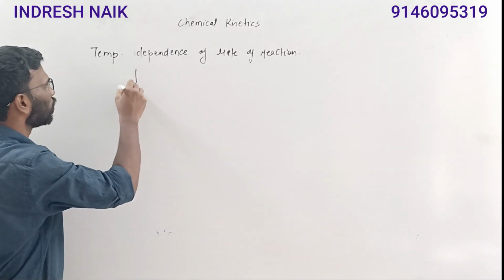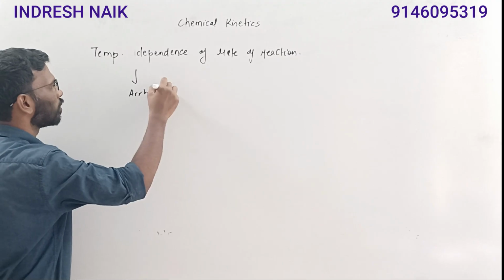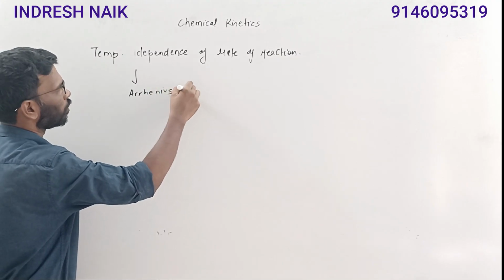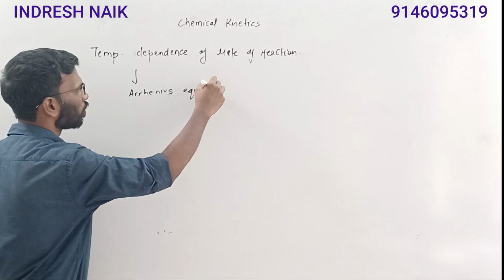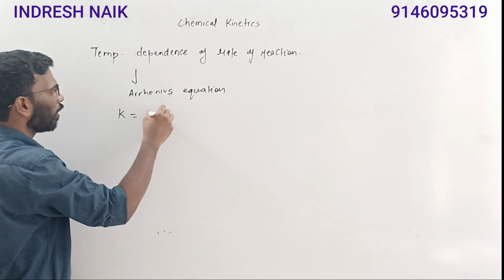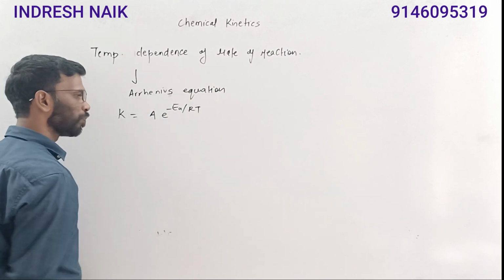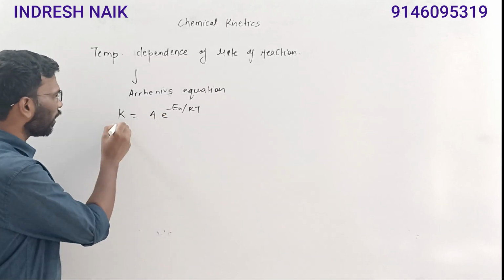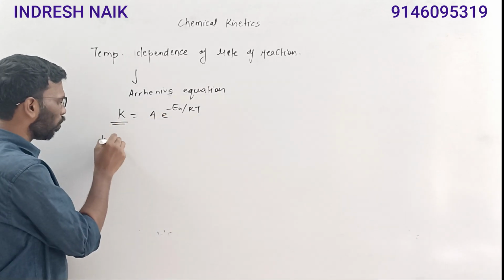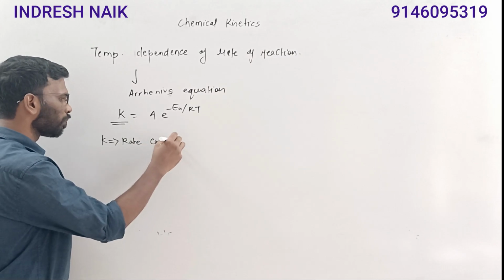We know this equation. Since we are revising, we know this Arrhenius equation. What is that? K is equal to A e raised to minus EA by RT. Now what is K? K is the rate constant.